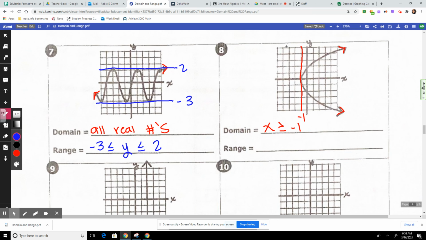Going up and down, I can't draw a line going up because this line continues going up forever and beyond. And this says it continues going forever and beyond down. So my range is all real numbers.